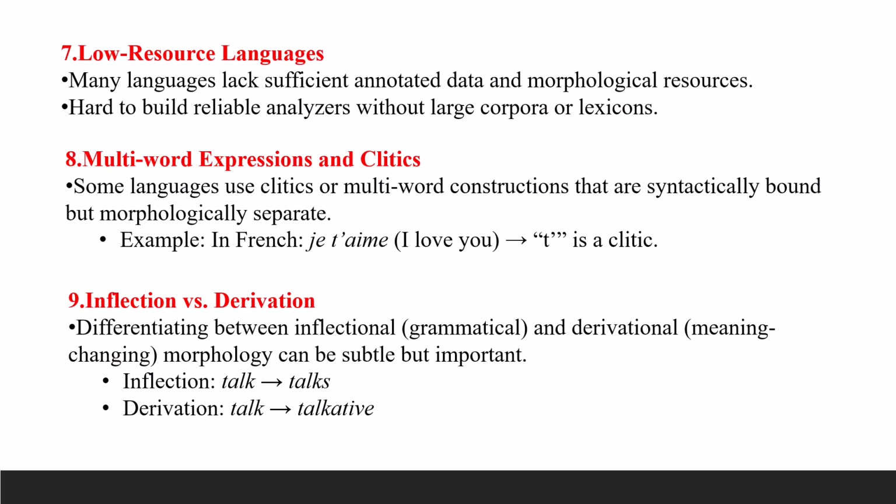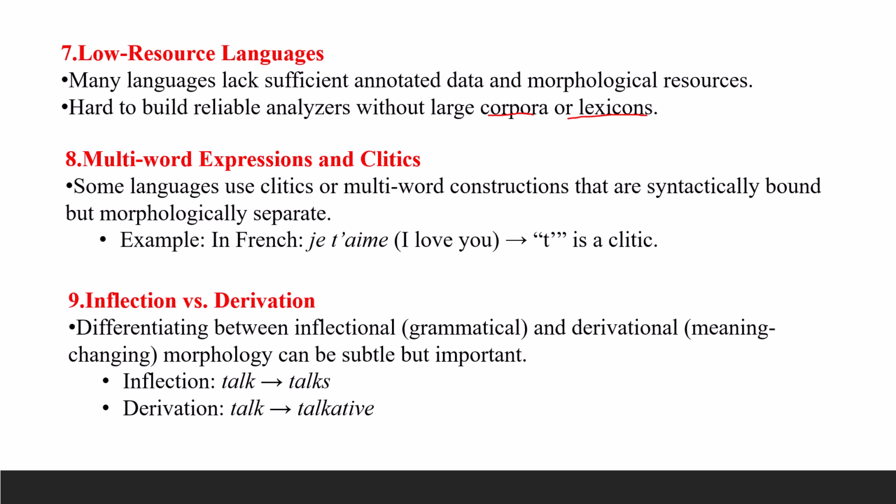Now the seventh one is low resource languages. Some languages lack sufficient data or annotated corpora. Corpora is generally a collection of data. So many languages lack sufficient annotated data and morphological resources. It's hard to build reliable analyzers without large corpora or lexicons.